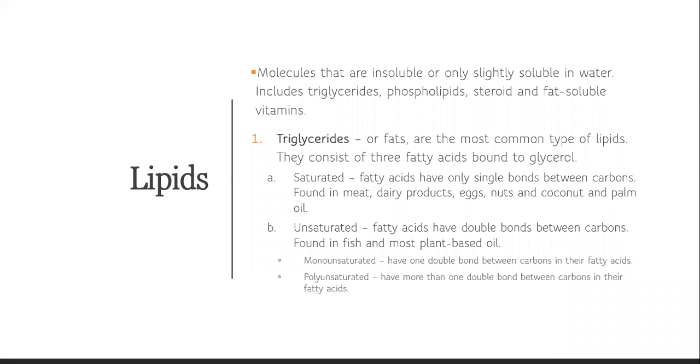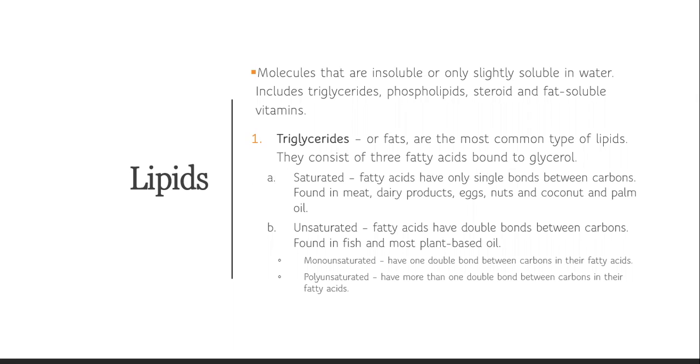Then we also have the lipids. So they are molecules that are insoluble or only slightly soluble in water. So this includes the triglycerides, the phospholipids, the steroids, and the fat-soluble vitamins.